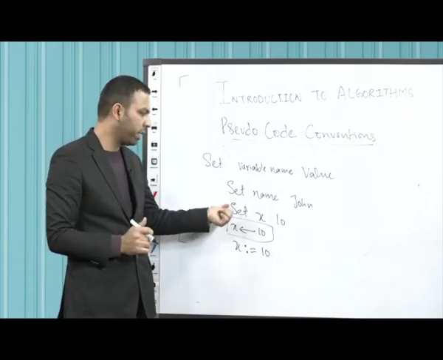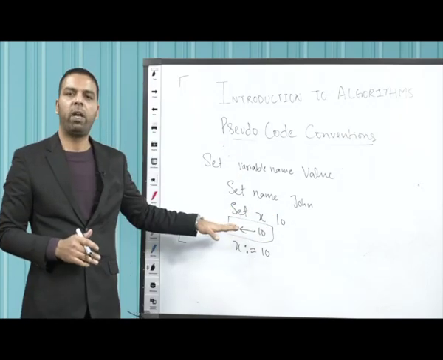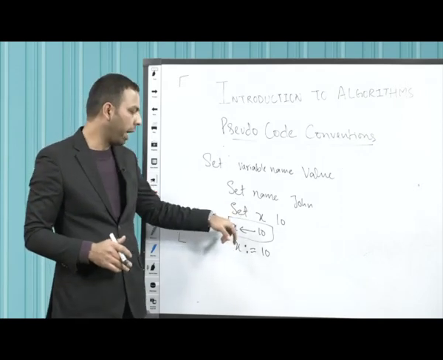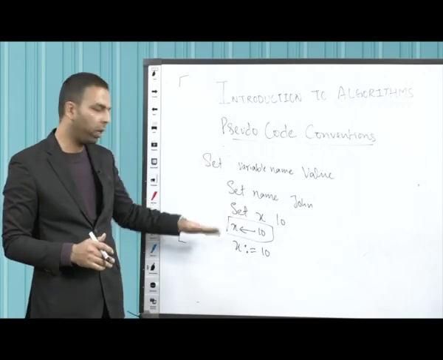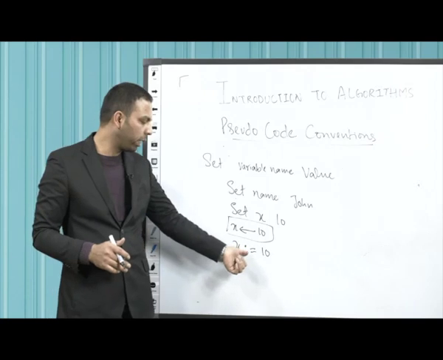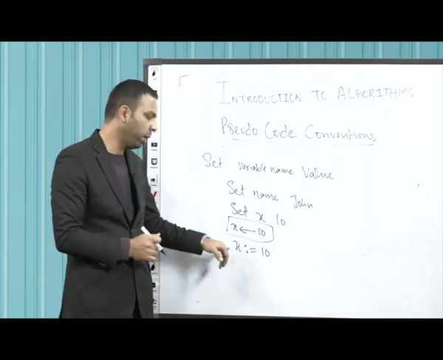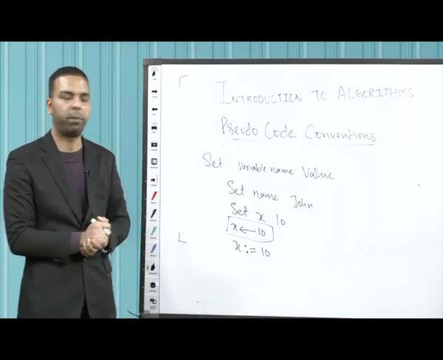If you are using this set x 10, then ensure that wherever you are assigning a value to a variable in your algorithm, you are using this set. If you are using x and then arrow 10, then ensure that in your whole algorithm you are only following this. And similarly, if you are using x then colon and equal to 10, then ensure that in your whole algorithm you are only using this statement, okay? This type of assignment statement.